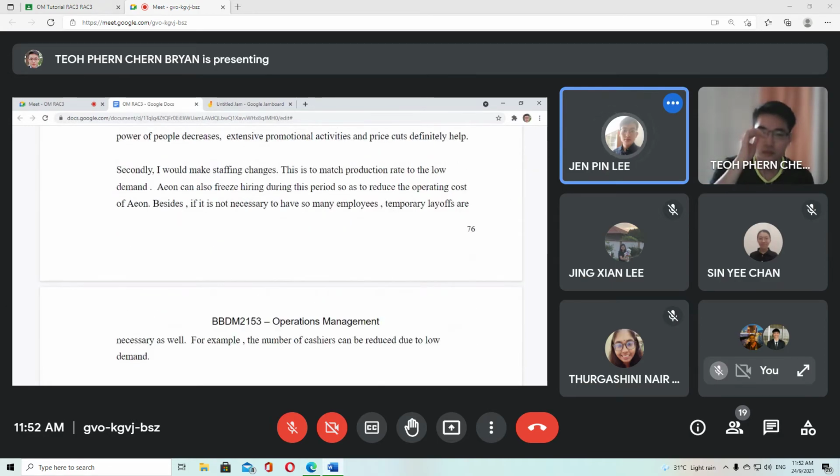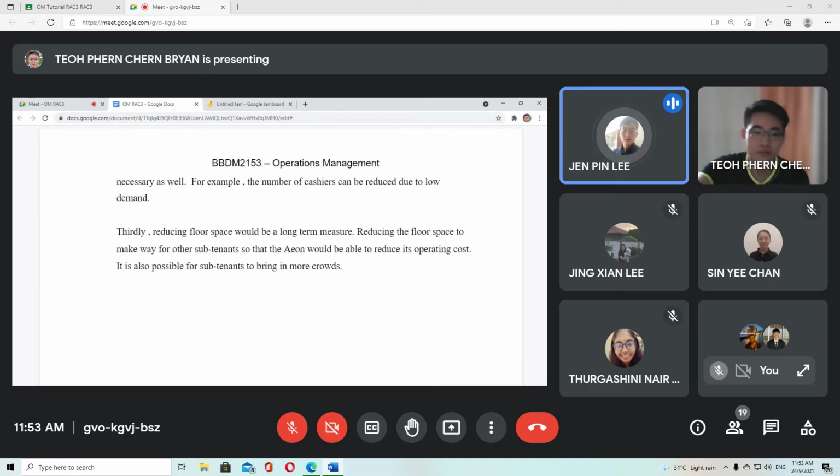Secondly, I will make staffing changes. This is to match the production rate to the low demand. Aeon can also freeze hiring during this period so as to reduce the operating cost of Aeon. Besides, it is not necessary to have so many employees. Temporary layoffs are necessary as well. For example, the number of cashiers can be reduced due to low demand.